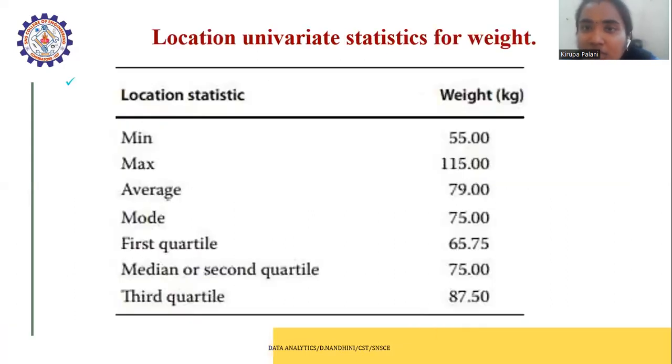Next are the location univariate statistics for height. Location statistics: minimum, maximum, average, mode, first quartile, median, and third quartile. Here the weights are 55, 115, 79, 75, 65, 75, and 87.